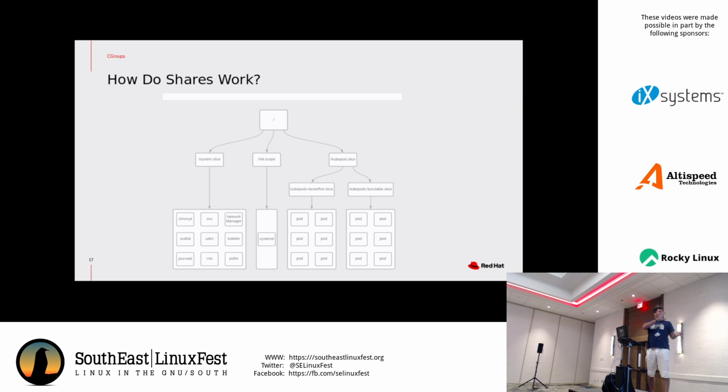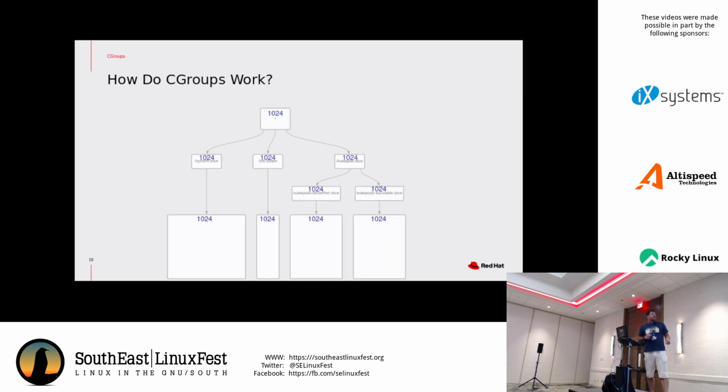So anyways, this is step one of the shares. When I was telling you about how there's math involved with the shares, everything defaults to 1024. So your very first root group gets 1024. And these three groups that get created in Kubernetes also get a default of 1024. And then I create new groups under here, and they get defaults of 1024. So everything gets 1024 by default.